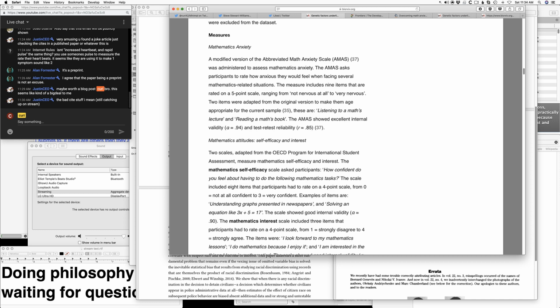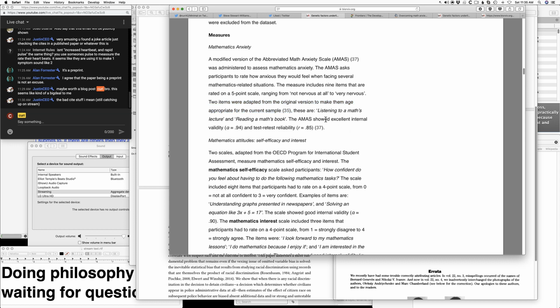It measures abbreviated math anxiety scale. So it's a survey. Rate how anxious they would feel hypothetically in situations. There are 9 questions on a 5-point scale ranging from not nervous at all to very nervous. Two items were adapted from the original version to make them age appropriate for the current sample. They actually changed the survey, so it's different than the normal ones. The survey has been used before, and their belief is that it works well, and then they changed it, and they have no research showing that their changes are okay.